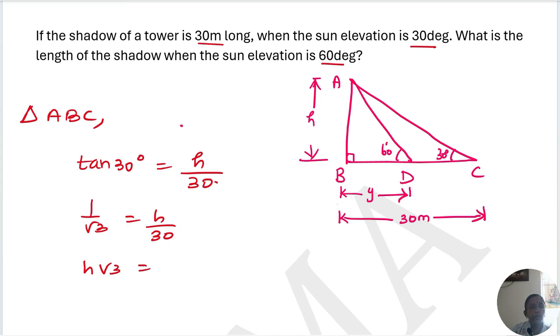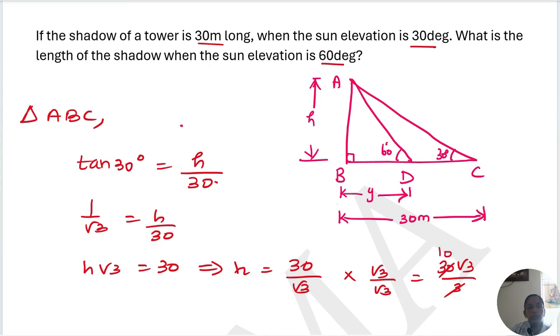So H root 3 is equal to 30, and H is equal to 30 divided by root 3. Do your rationalization process. So 30 root 3 divided by 3. So H is equal to 10 root 3 in this case. And now you have to find the value of Y in triangle BD when the angle is 60 degrees.